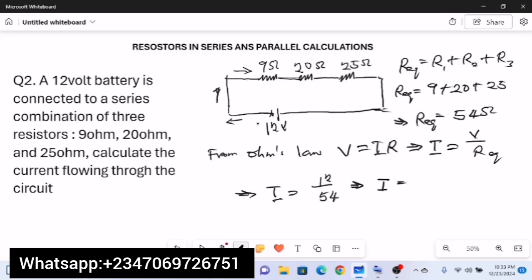So our current is actually 0.22 amp. Okay, so this is the value of the current flowing through the circuit. So let's get to the third question under series connection.